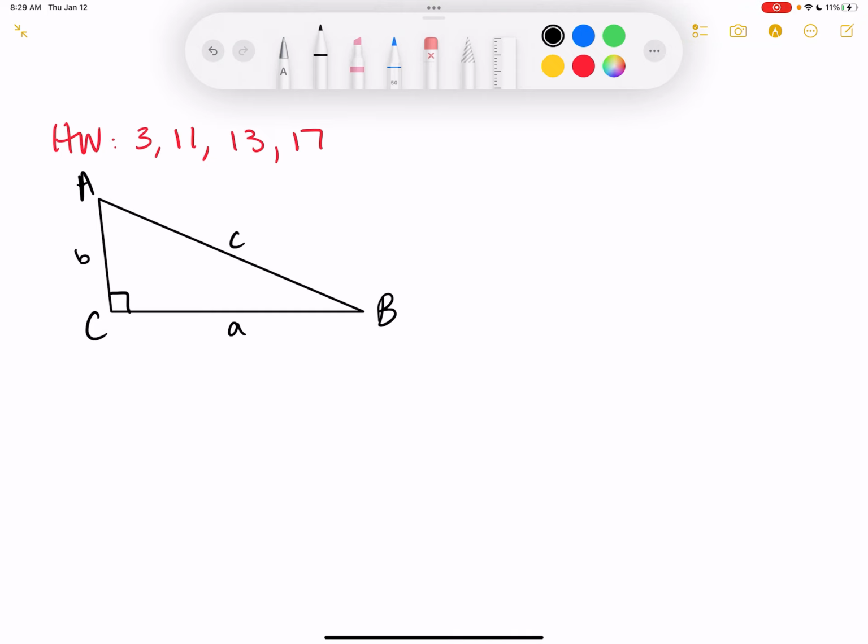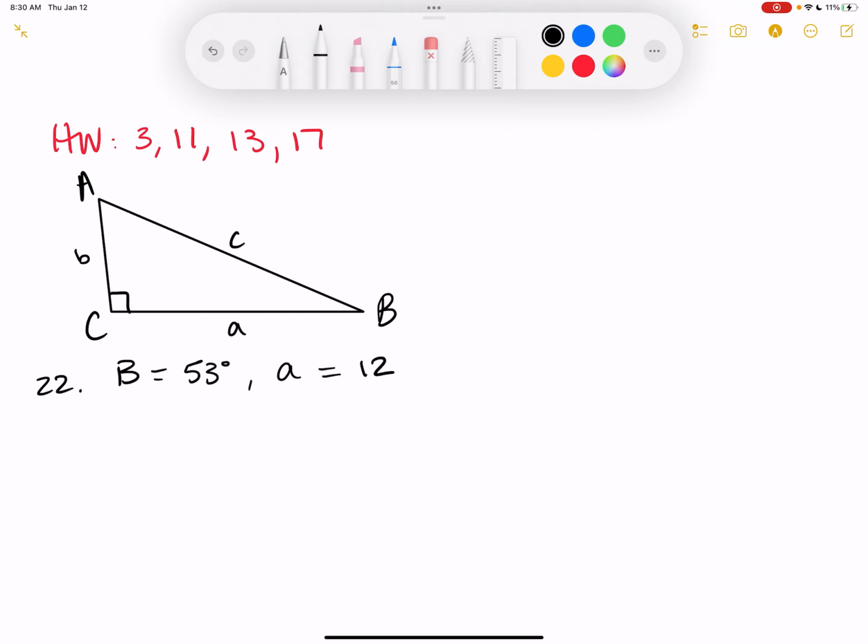Okay. So number 22, we are given that angle B, so the angles are always going to be capital letters, the sides are always going to be lowercase. So angle B is 53 degrees, and side A is 12.